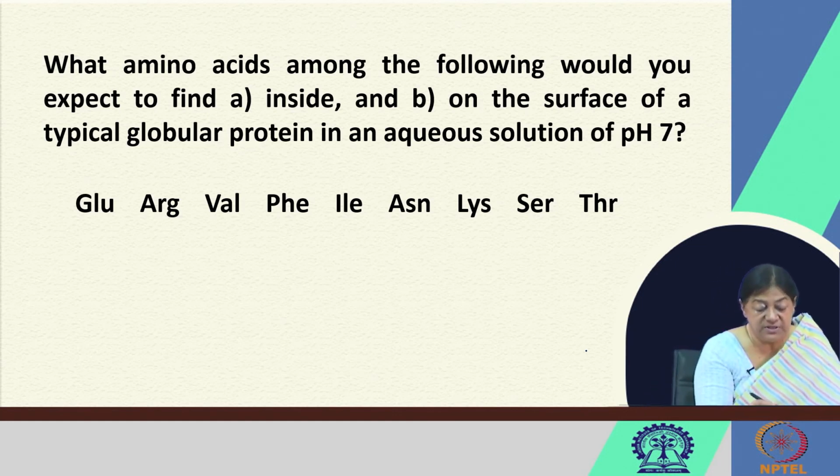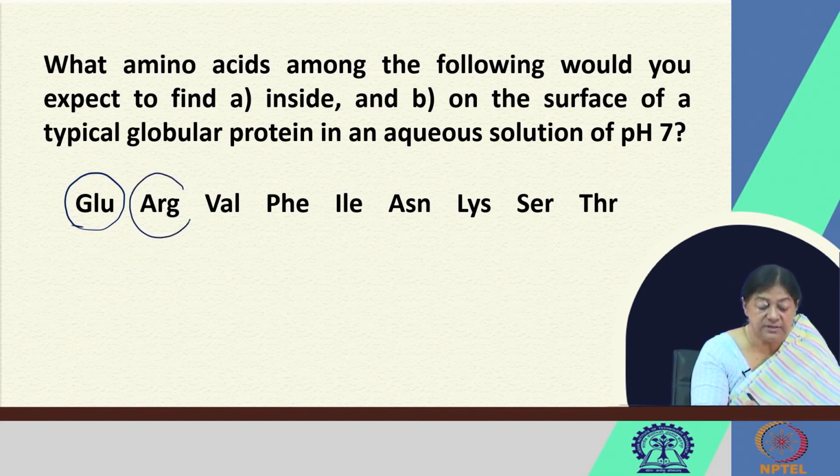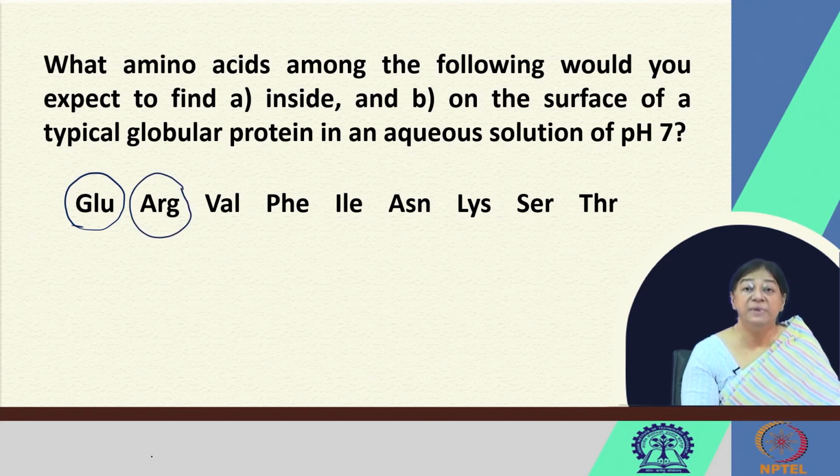So, if we look at the specific amino acids, we have glutamic acid here. Glutamic acid we know is an acidic amino acid. It has CH2CH2COOH. Arginine is a polar basic amino acid that has the guanidine group with the nitrogens that can be involved in hydrogen bonding with water.